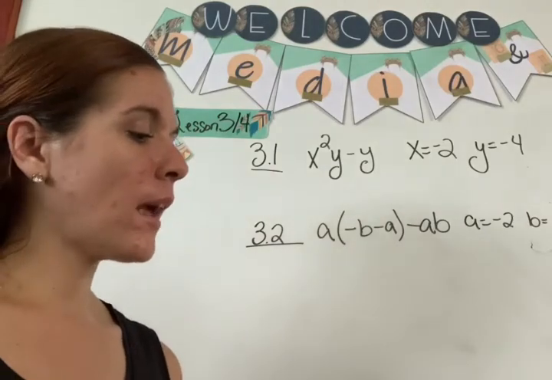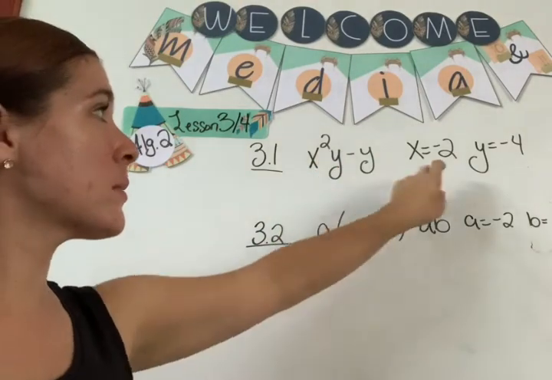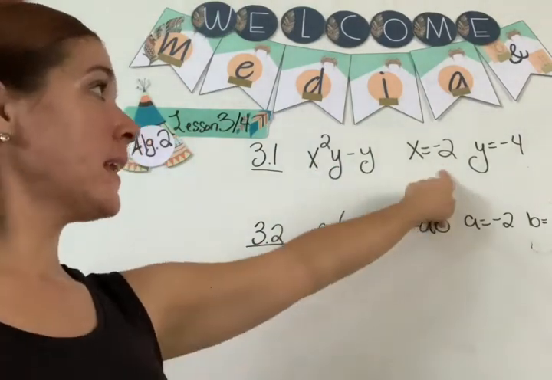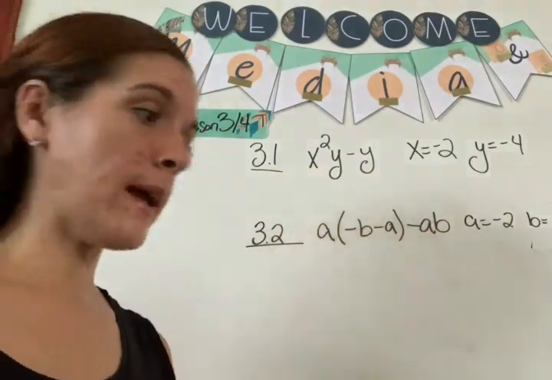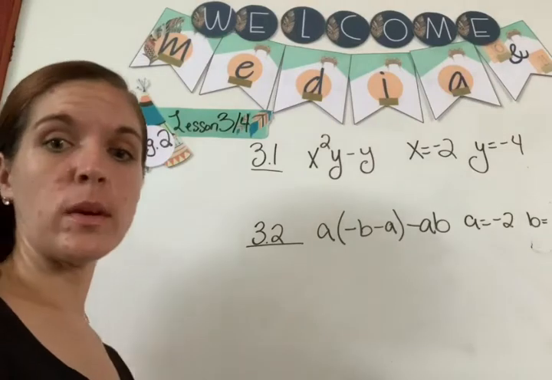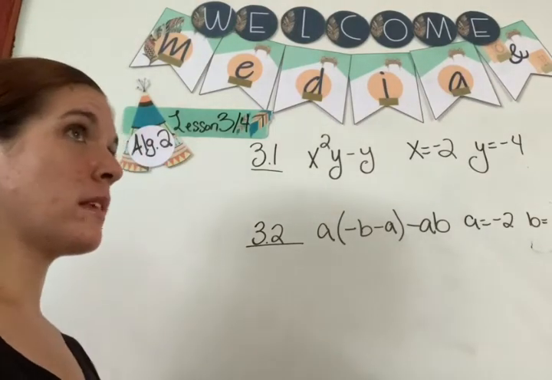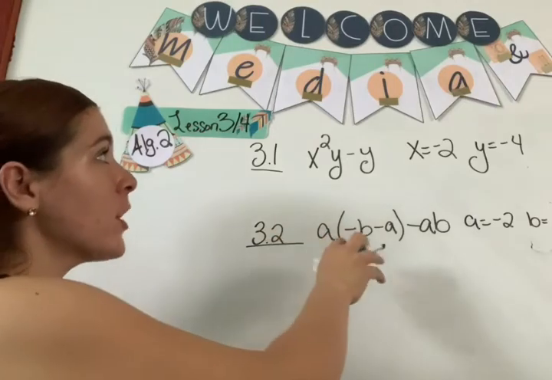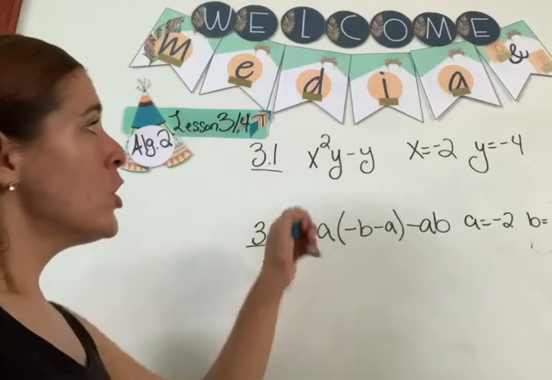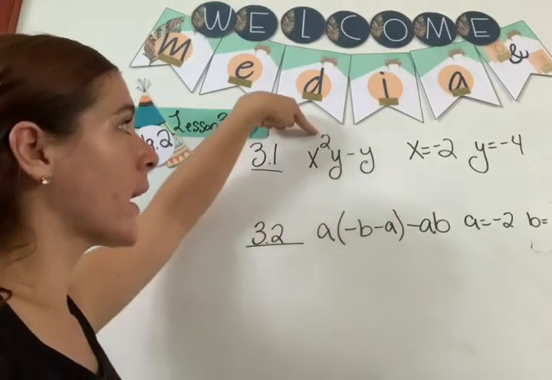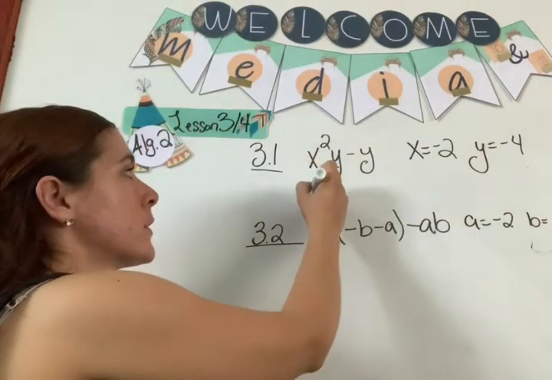Okay, so look at 3.1, it says evaluate this. So what you need to do is plug in -2 for x and -4 for y. My biggest consejo on this one is use parentheses. Use parentheses, please, okay? And also you can go ahead and do squaring in your head, right? So x squared is -2 squared, that's going to be 4.